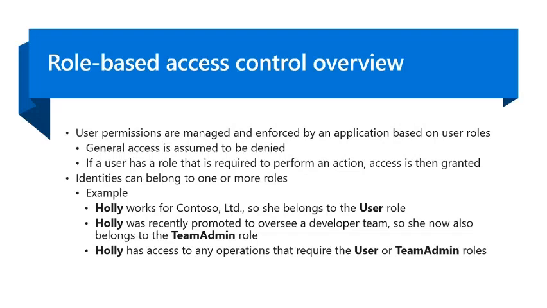General access is assumed to be denied. If a user has a role that is required to perform an action, access is then granted. Identities can belong to one or more roles. So a single identity can have an admin role, configurer role, or other roles, custom roles you might have, and then they will perform actions accordingly. So they will have permissions for all those roles they have.